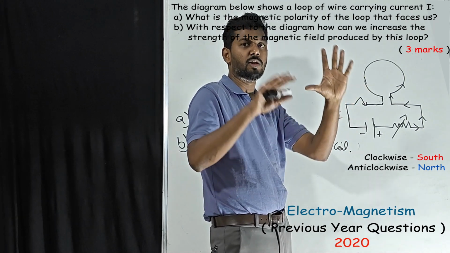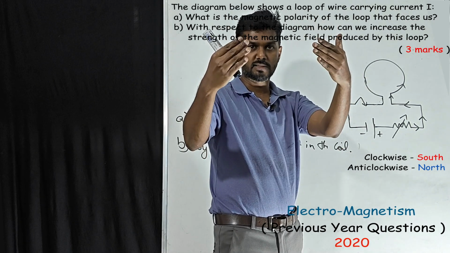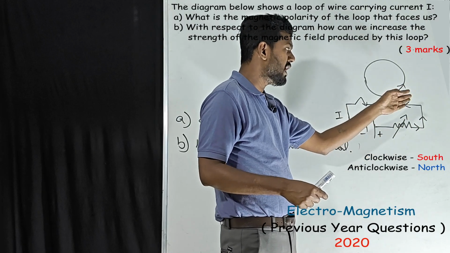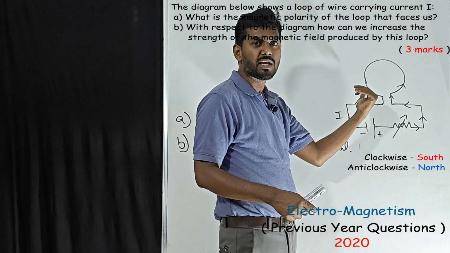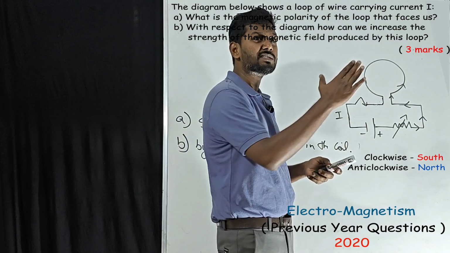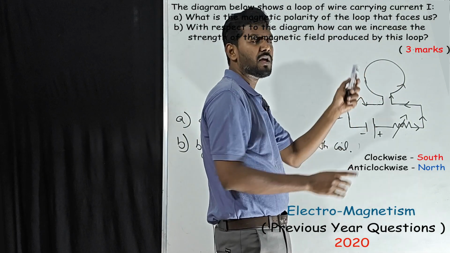Okay, from the back side, the loop is here, I'm looking like this. So in this direction, if the current is passing in this direction, from the back side you will see it as clockwise. So from the back side it is south. Now it is in front of us, so it is north for now.